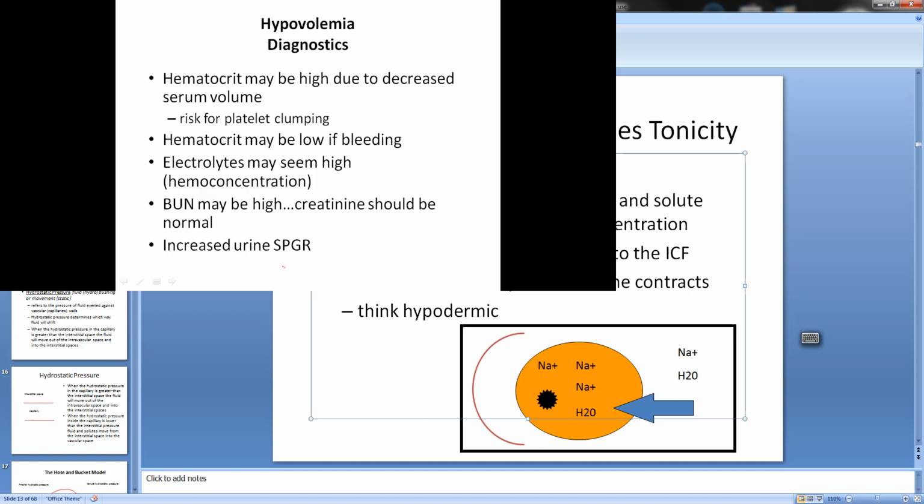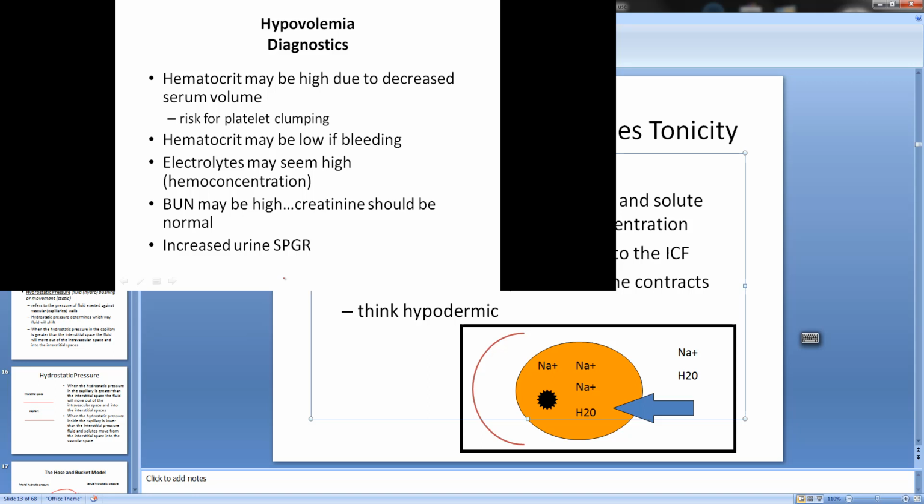And here, as I talked about earlier, the hematocrit may be high due to decreased serum volume. There's also an increased risk for platelet clumping if the hematocrit is too high, not enough plasma. Hematocrit could be low if they're bleeding, and the hypovolemia is associated with that. Electrolytes may seem high, they may be hemoconcentrated.